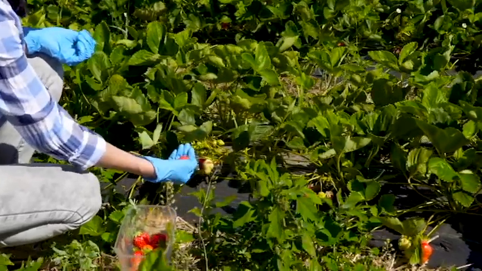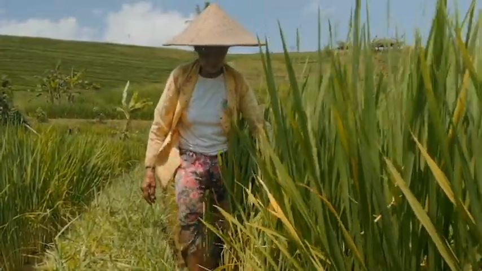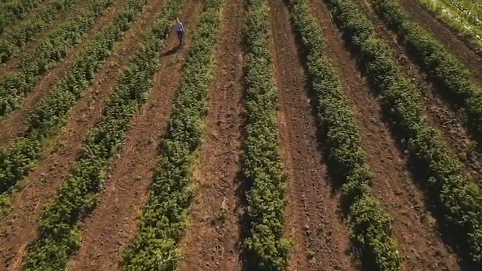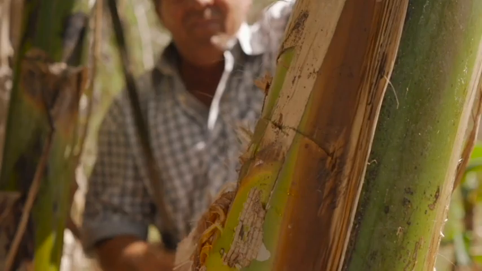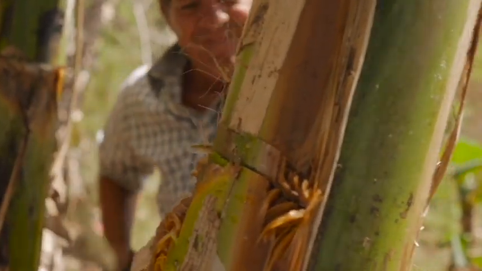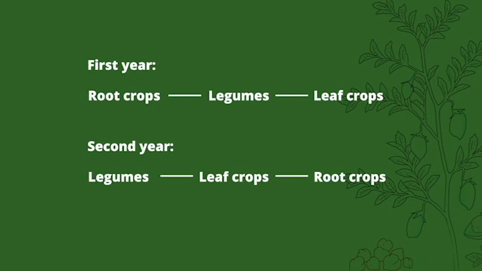Also, rotating crops will help control the pests and insects in the area, since each one prefers a specific type of plant. Changing crops can limit the number of harmful organisms present in a farm or garden. A typical crop rotation program would be: first year, root crops, legumes, leaf crops. Second year, legumes, leaf crops, root crops.